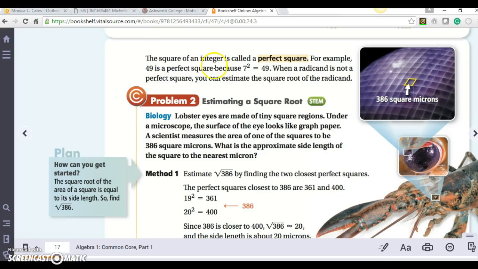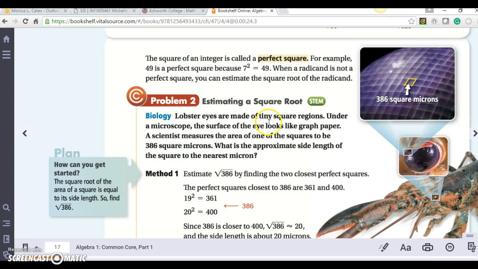The square of an integer is called a perfect square. For example, 49 is a perfect square because 7 squared equals 49. When a radicand is not a perfect square, you can estimate the square root of the radicand. So here is an example.